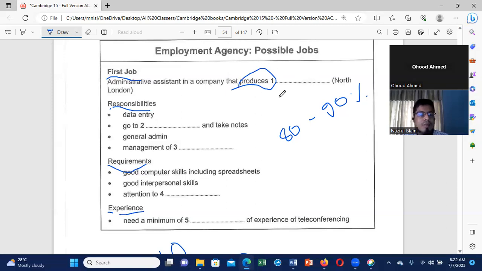It is about a thing. Responsibilities, definitely. Go to something and notes. Go to trainings. Maybe you can guess the answer. Go to training and take notes. Just see how it matches. Management of something. Management of what? Management of work, management of responsibilities, management of daily work or tasks.